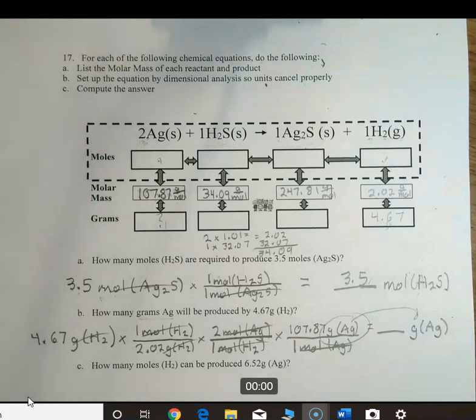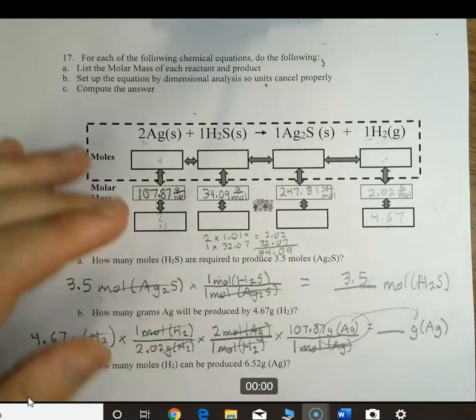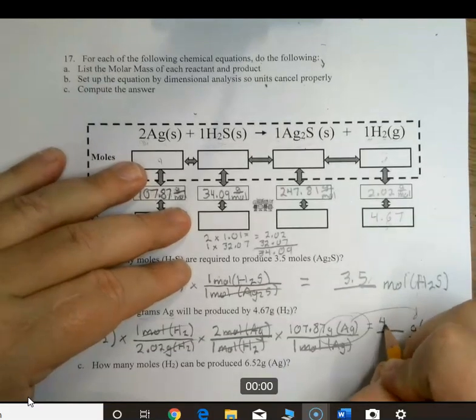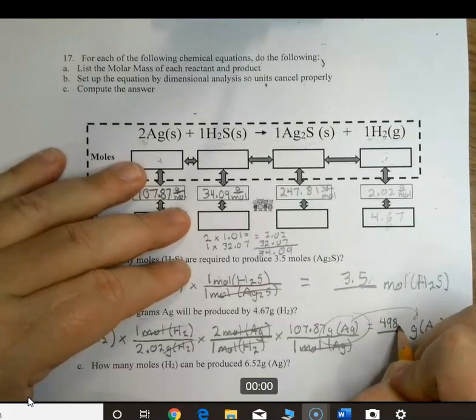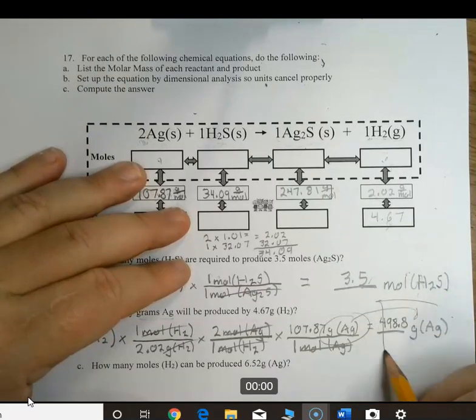So now you're ready to do the math. Multiply everything on the top: 4.67 times 1 times 2 times 107.87. And now you can divide by everything on the bottom: divided by 1, divided by 1, divided by 2.02. And that equals 498.8 grams of Ag.